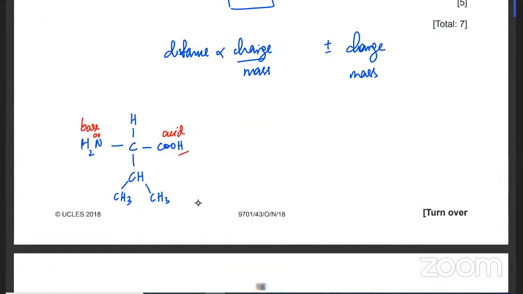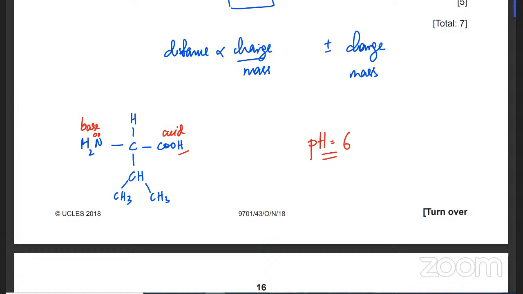Okay, what that means is that at pH 6, from valine's perspective, think of it as a neutral solution. At pH 6, it's going to be a zwitterion. That's the isoelectric point. At what point is it a zwitterion? At pH 6, it's going to be a zwitterion.